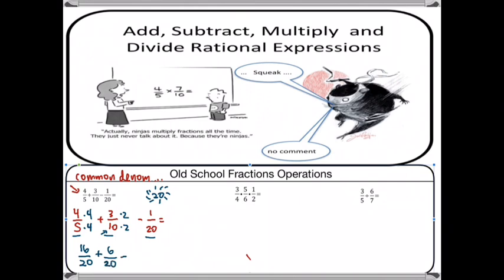And then 20 is already looking like a 20, so now I just have to add and subtract straight across, keeping the denominator the same, and so I get 20. 16 plus 6 is 22, minus 1, that's 21. And so it looks like my answer is 21 over 20.